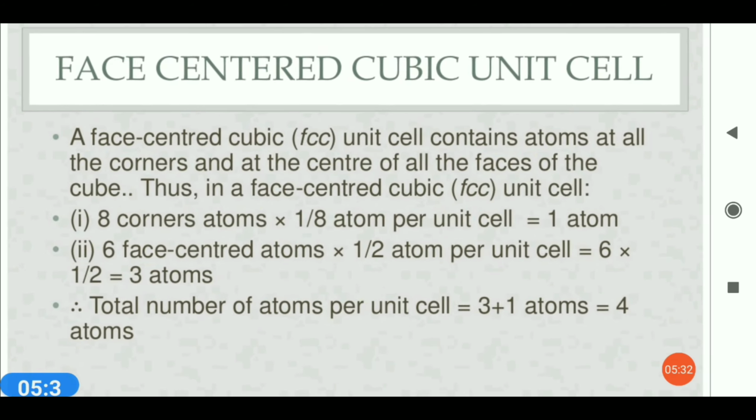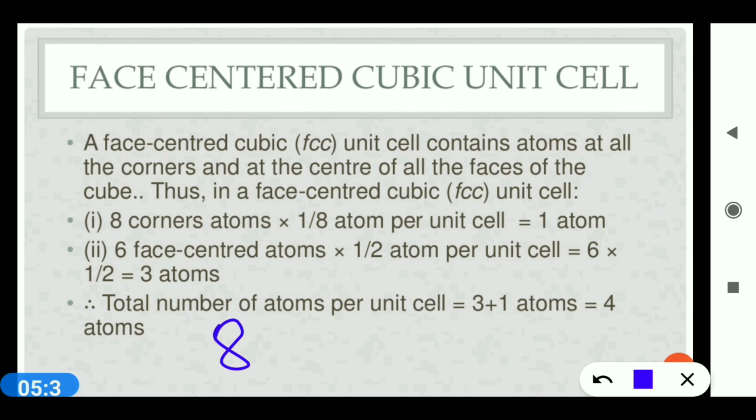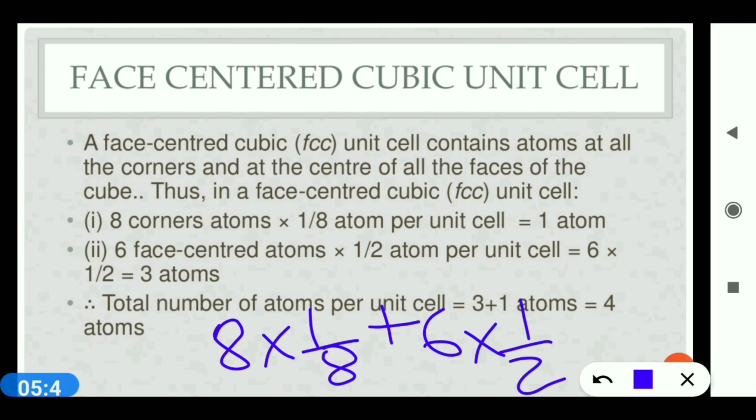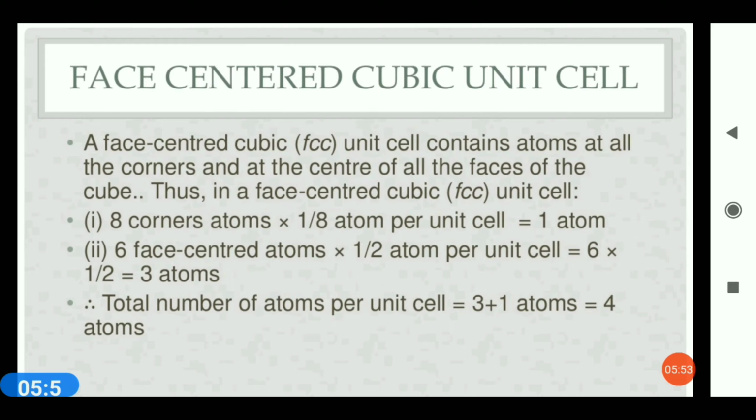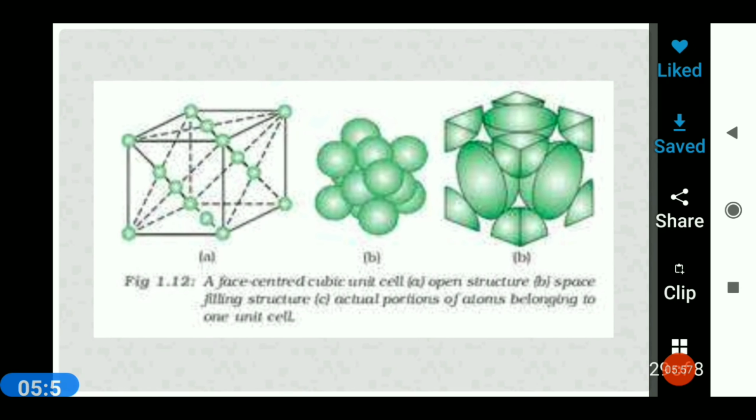So total contribution per unit cell will be 8 into 1 by 8 for the corners and 6 into 1 by 2 for the faces. So the total contribution will be: 8 cancels with 1/8, 2 and 3 cancel to 3, 1 plus 3, that is 4. So total number of atoms per unit cell will be 4. Here you can see the diagram of FCC.